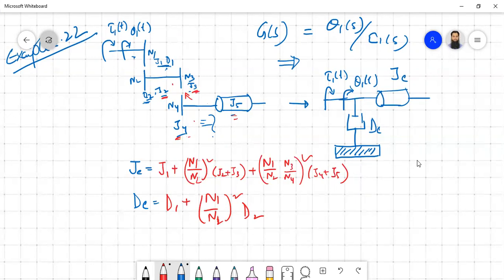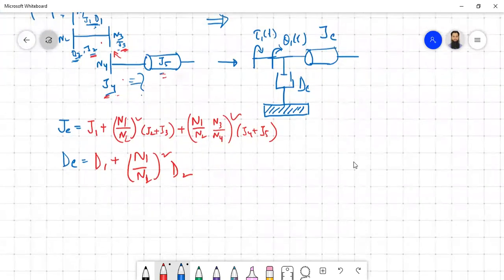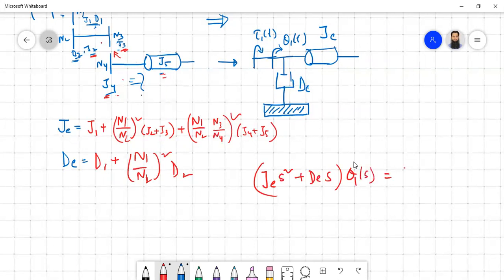So finding out the equivalent transfer function is a matter of just a simple calculation now. J equivalent s square plus D equivalent s into theta s, or theta 1 s, equal to your tau 1 s. So theta 1 s by tau 1 s is simply 1 by J equivalent s square plus D equivalent s.